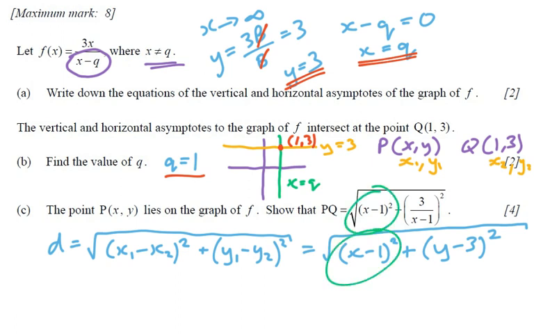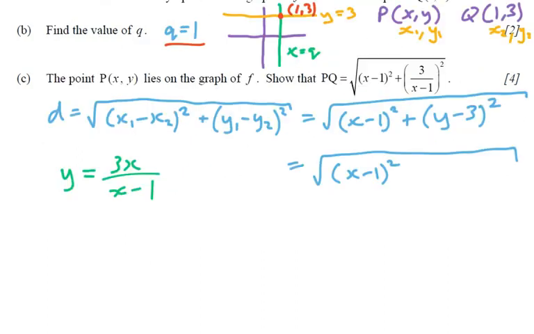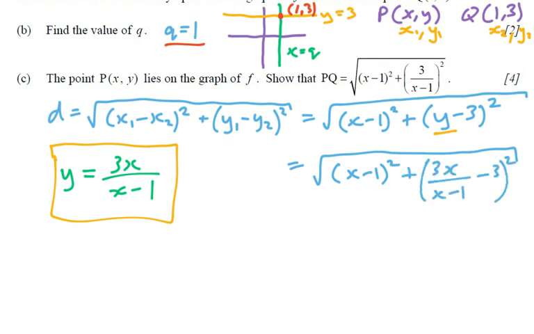The first thing we should spot is the first part is already correct. We've already got x minus 1 squared. So what we have to do is remove the y and replace it with x. Of course, we have an equation for that, which is at the top here. So I know that y is equal to 3x over x minus 1, because remember we worked out what q was in part B. I'm now going to replace my y with 3x over x minus 1, which I've done there.